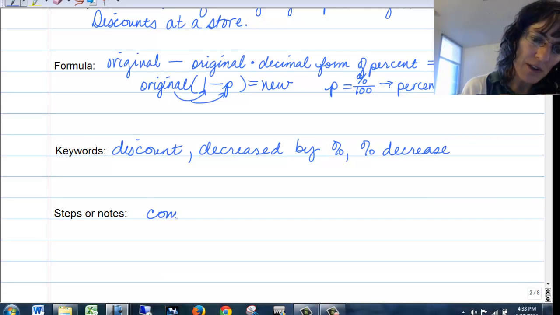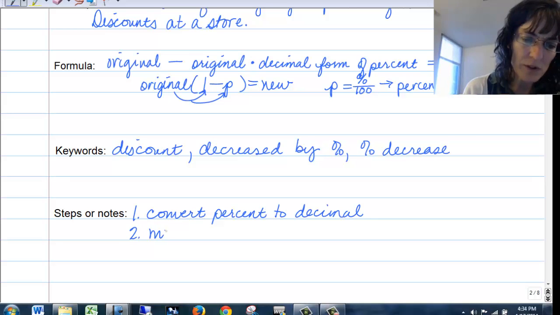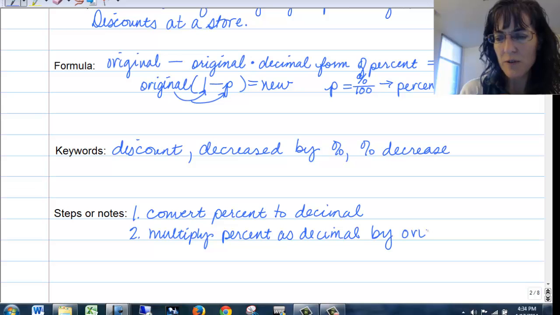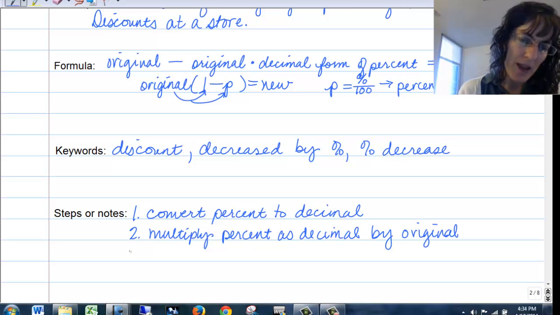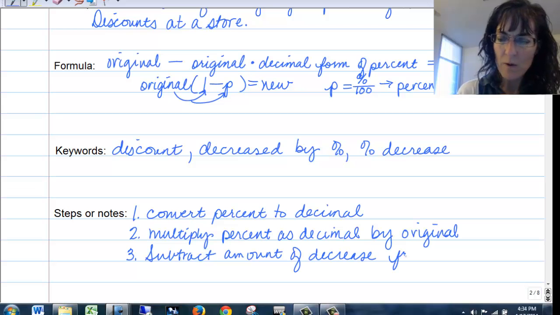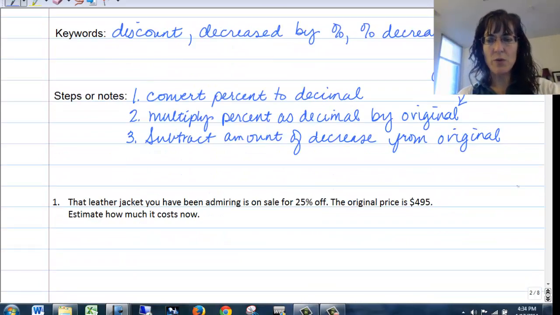All right, steps or notes. We'd like to convert the percent to a decimal. That would be number 1. And number 2, multiply percent as decimal by original. And then number 3, subtract amount of decrease from original. This, remember, is our amount of decrease. Okay, so steps or notes there for you if you need those.